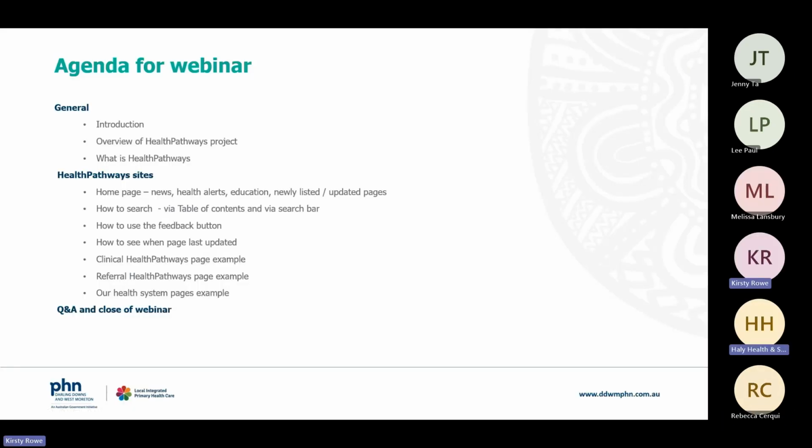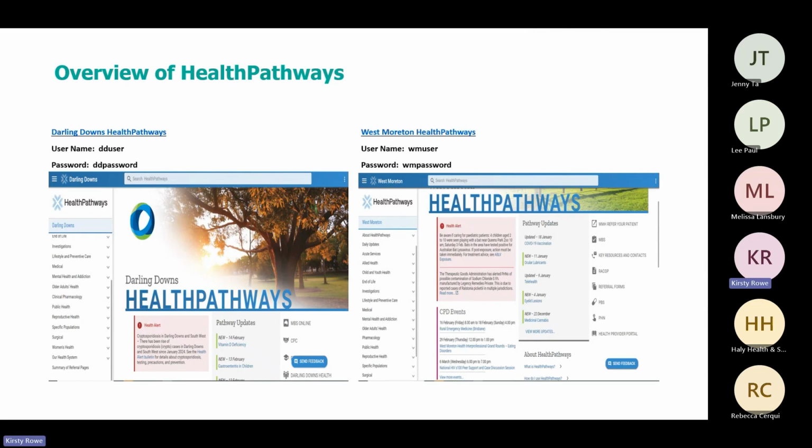This is what we'll be talking about today. So I will start with an overview of the Health Pathways project. You can see on this slide the home pages for each region's Health Pathways, as well as login information to access the sites. There are 2 Health Pathways sites for our PHN region, Darling Downs Health Pathways and West Moreton Health Pathways.